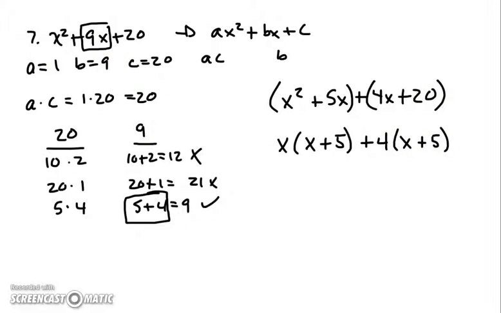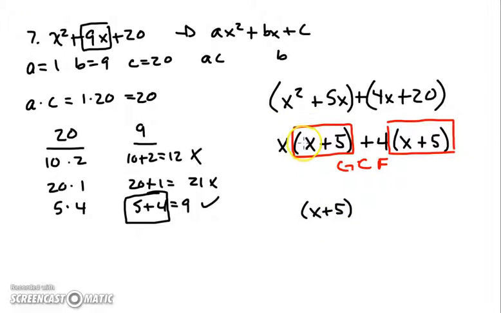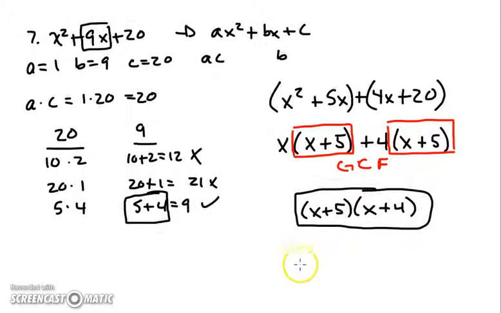Now, if you do this correctly, what's left in the parentheses should be the same. So in this case, we have x plus 5. So if they're the same, we can think of those as the greatest common factor of our 2 terms. So if we factor out a greatest common factor of x plus 5, x times x plus 5 divided by x plus 5 is just going to be x. 4 times x plus 5 divided by x plus 5 is just going to be 4. And we're ending up here at x plus 5 times x plus 4 is going to be our answer.